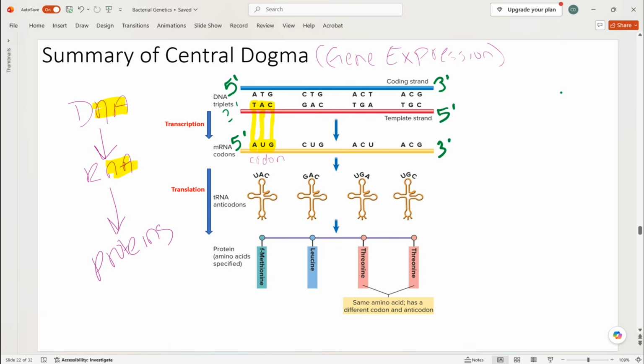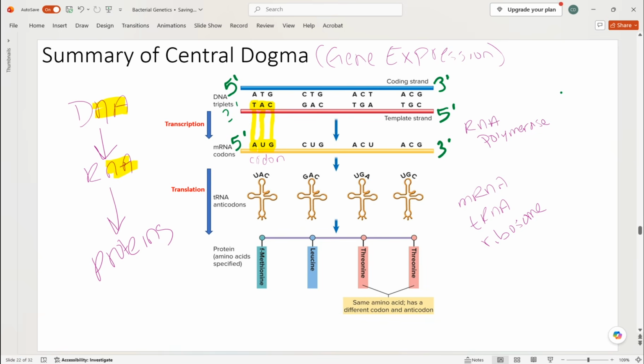Which enzymes or molecules are responsible for this process happening? With transcription, an enzyme called RNA polymerase was building that RNA molecule. For translation, our key players are the messenger RNA, transfer RNA, and the ribosome. And remember, the ribosome has a small subunit, a large subunit, and ribosomal RNA.